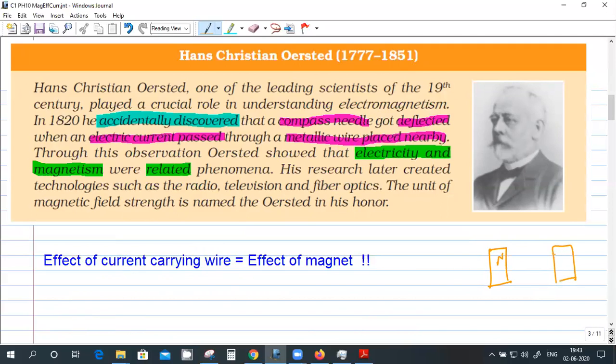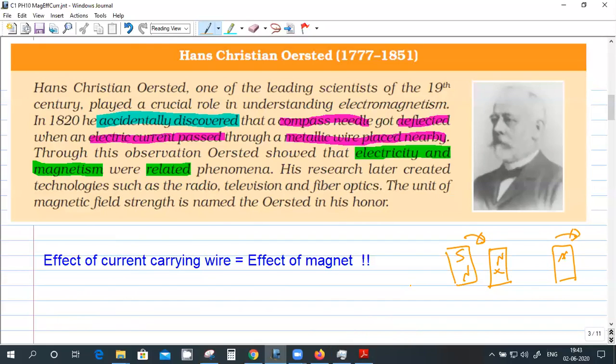Suppose this is north and this is north. Suppose this is fixed and this is movable, so it will move this way. And if you bring another bar magnet which has a south pole like this and north pole like this, it will get attracted.